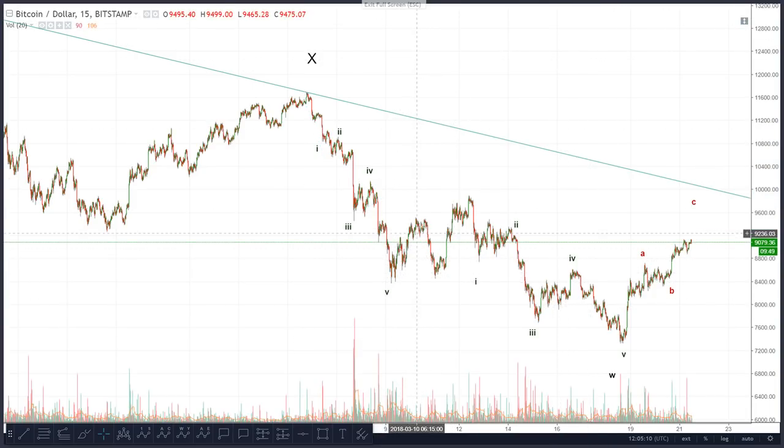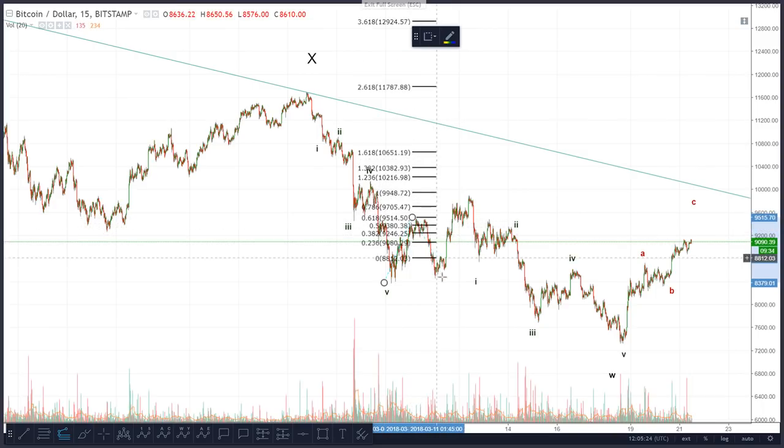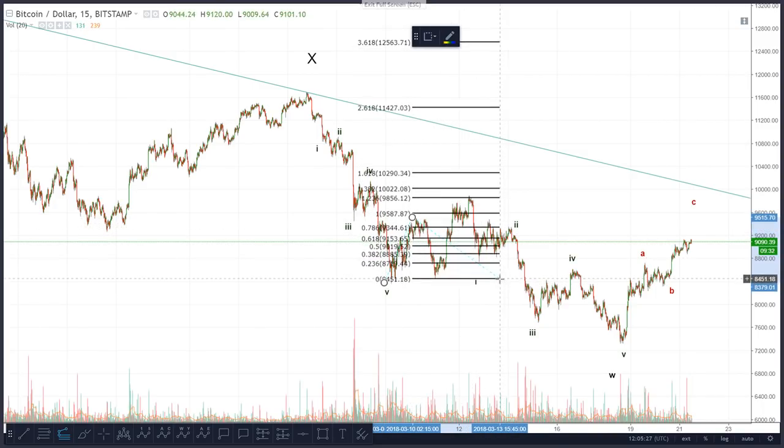And then you can see a nice ABC pattern. With that ABC, wave C was, I believe, a 1.236 extension of wave A. So wave A came up to here, A, B, C, and there you go, 1.236 extension. So that was your A, that's your B, and that's your C.